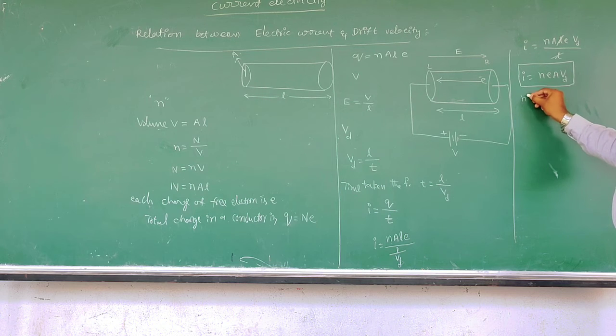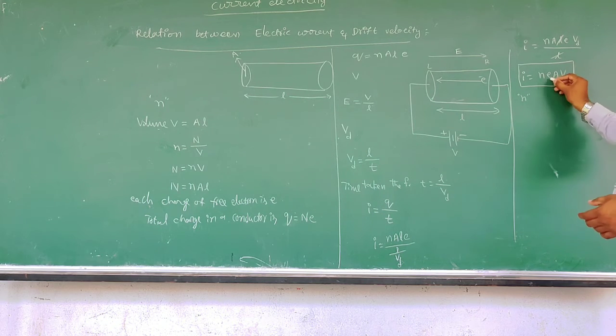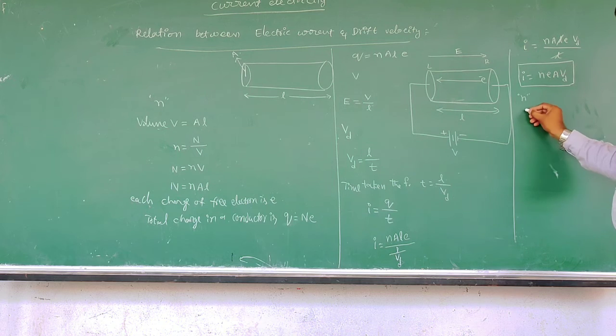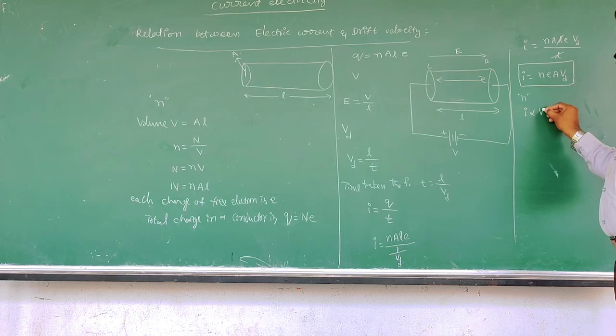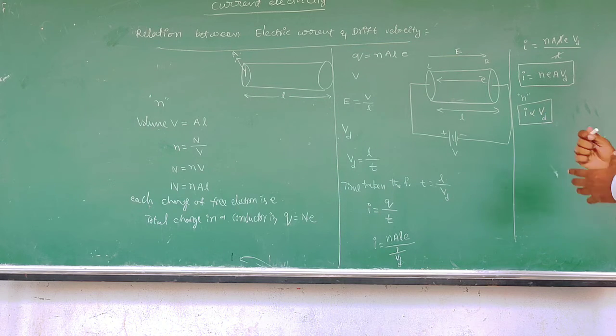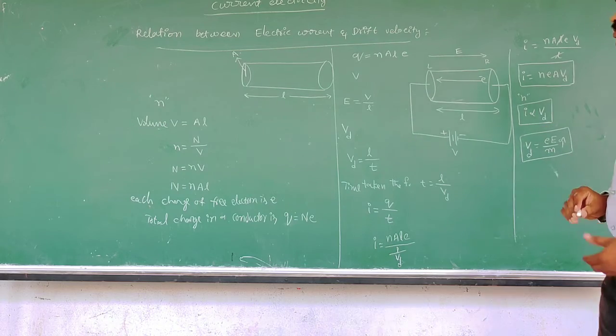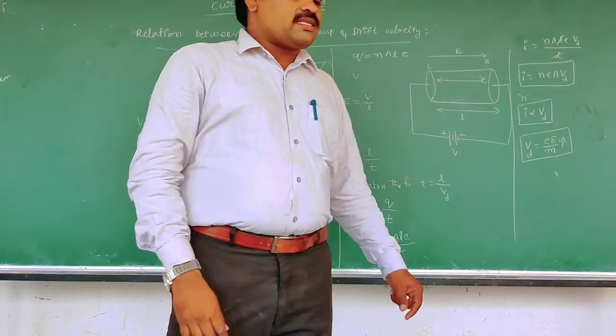Here n is the number of free electrons per unit volume of the conductor, A is the cross-sectional area of the conductor and e is the charge of the electron. Then I is directly proportional to Vd. That means the electric current is directly proportional to drift velocity. Here we know that drift velocity Vd is equal to eE by m into tau.